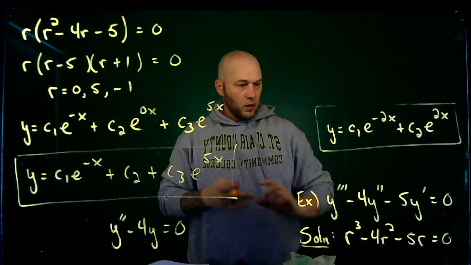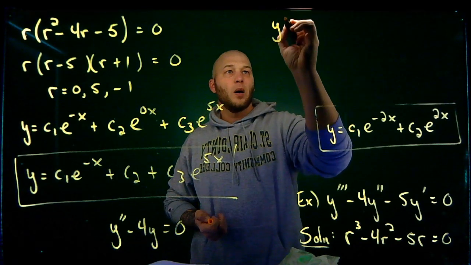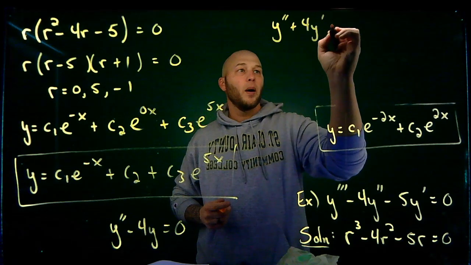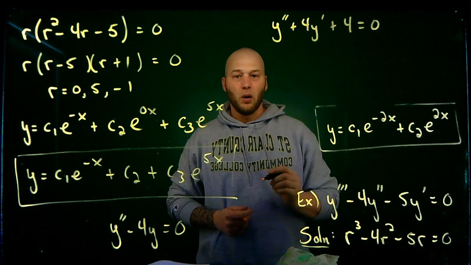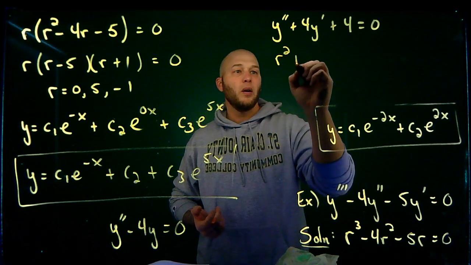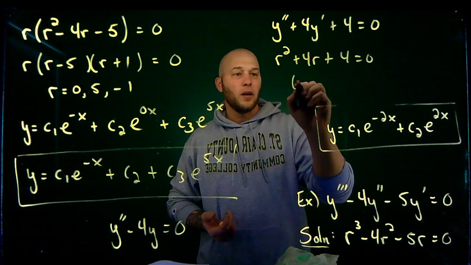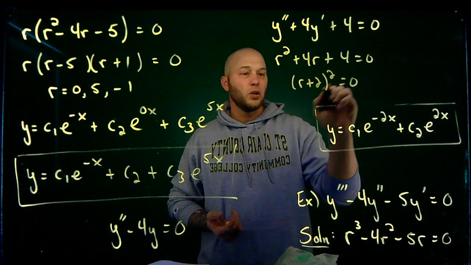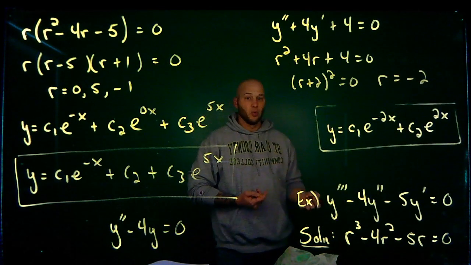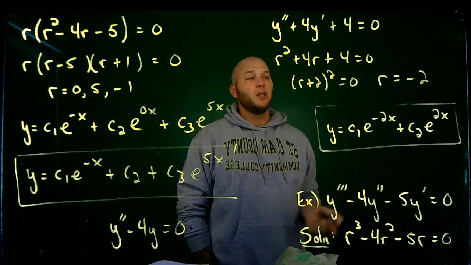Let's say y double prime plus 4y prime plus 4y is equal to 0. If I wanted to solve this differential equation, the characteristic equation would be r squared plus 4r plus 4 equals 0. Of course, this factors as r plus 2 squared equals 0, giving me r is equal to -2, and that is a repeated root. So the solution to this would be -2, but with a multiplicity of 2.